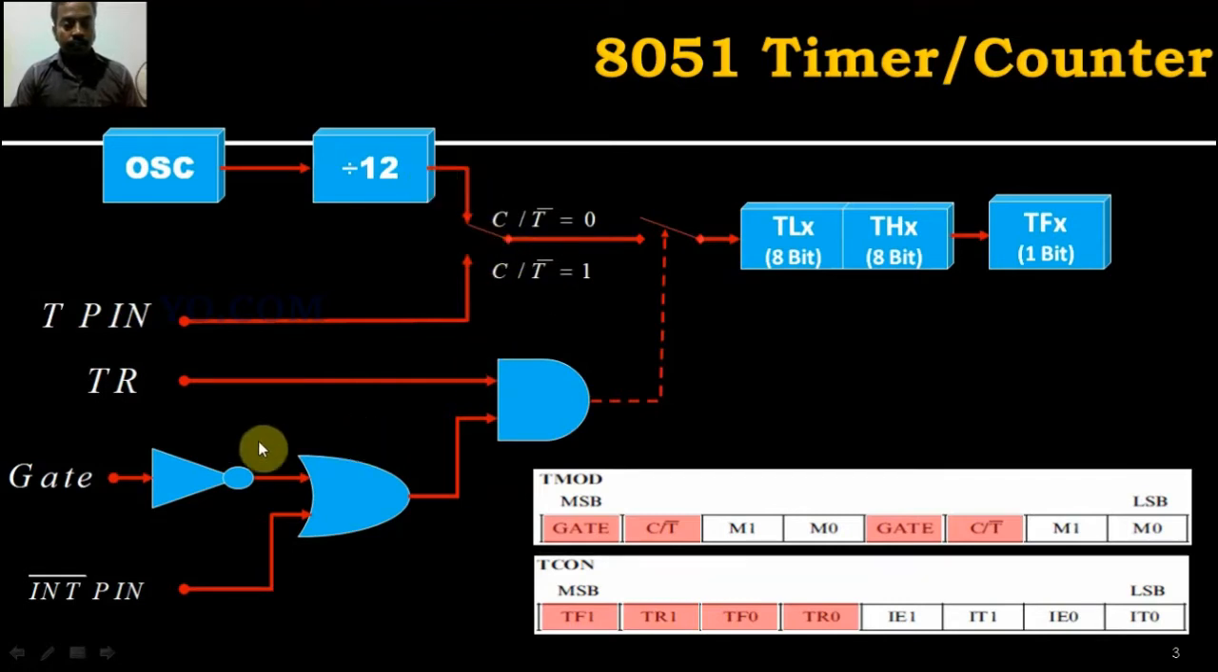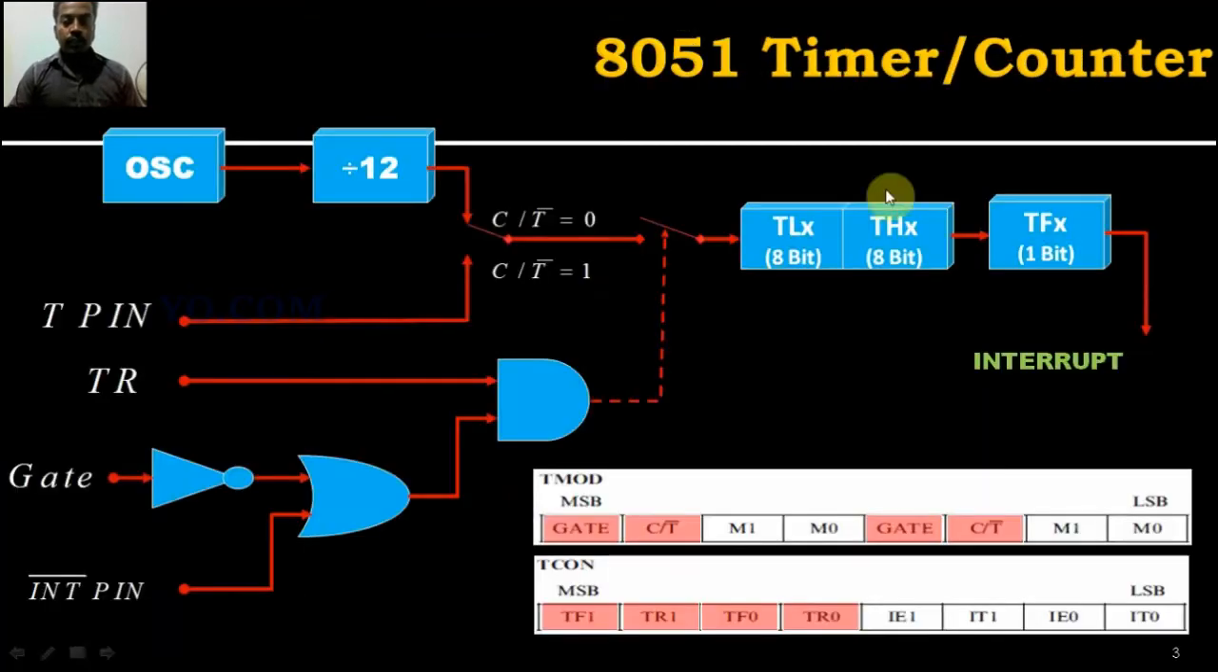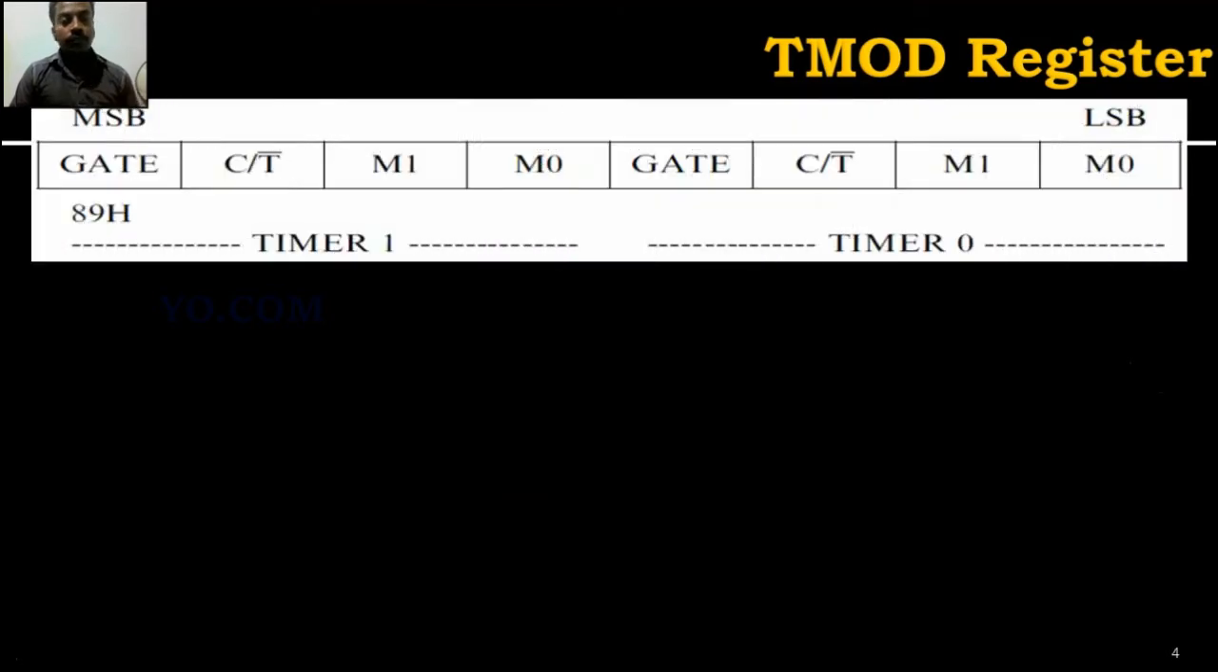The gate is used to switch the timer on and off, and the timer run is used to run the timer. Then the output of the flag register is connected with the interrupt, so it will generate an interrupt. Then the TMOD register. We already studied the TMOD register. The TMOD register indicates the different modes of the timer.